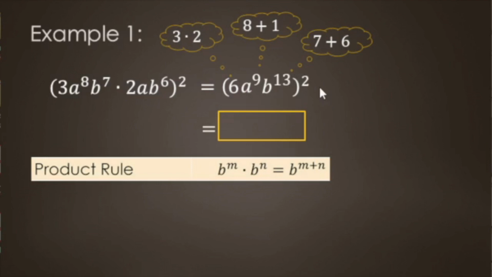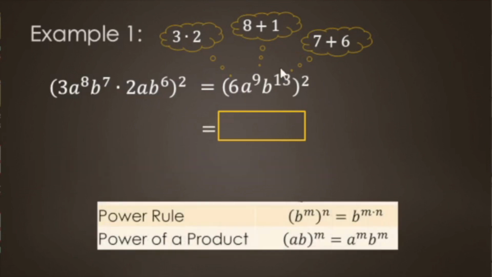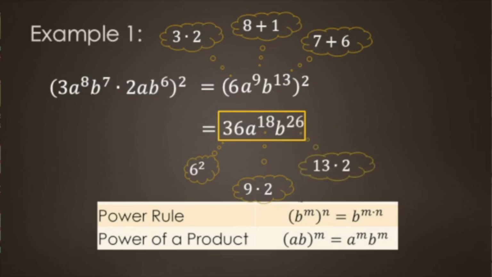Next up, we're going to go ahead and apply this 2 to the 6, the a to the 9th, and the b to the 13th. So first up, 6 to the second power is going to make 36. A to the 9th to the second power, we're going to multiply the 9 times the 2, making it a to the 18th power. And then we have b to the 13th to the second power. That's going to be b to the, multiply the 13 times 2, making it b to the 26th power.